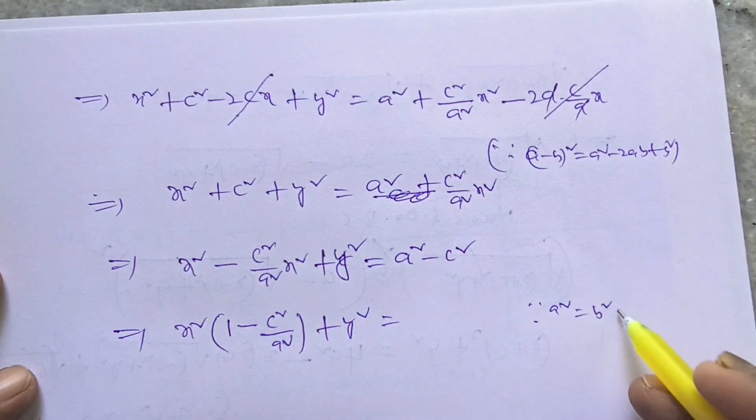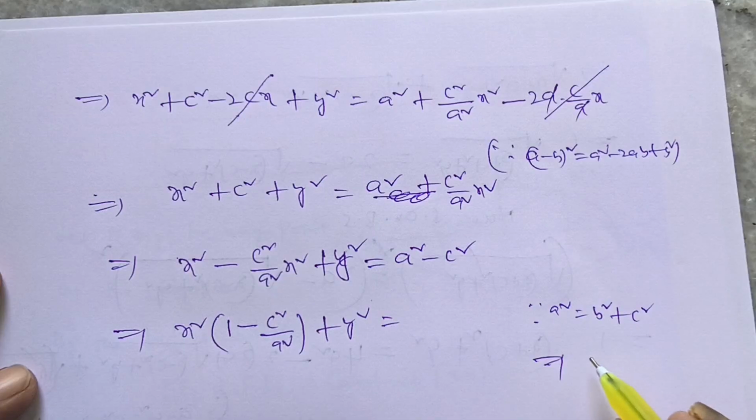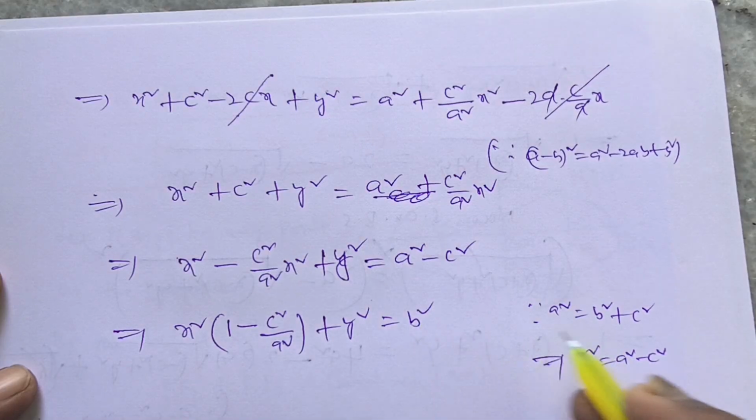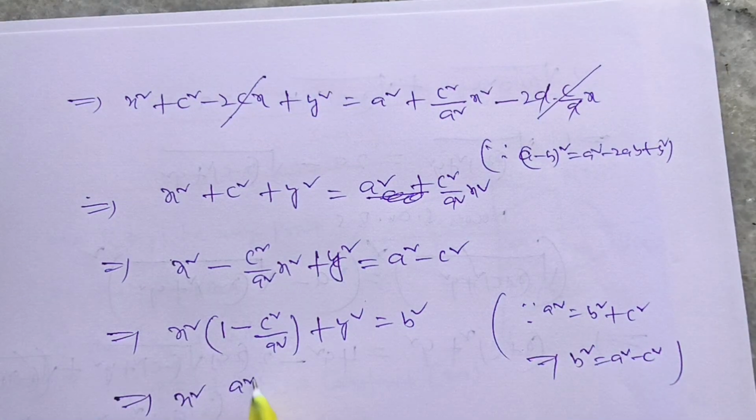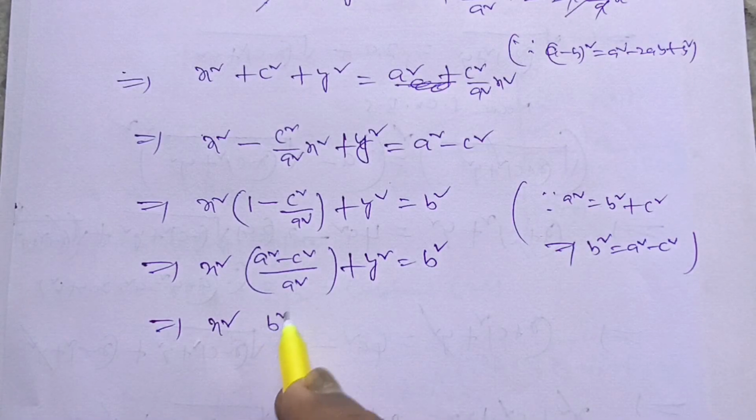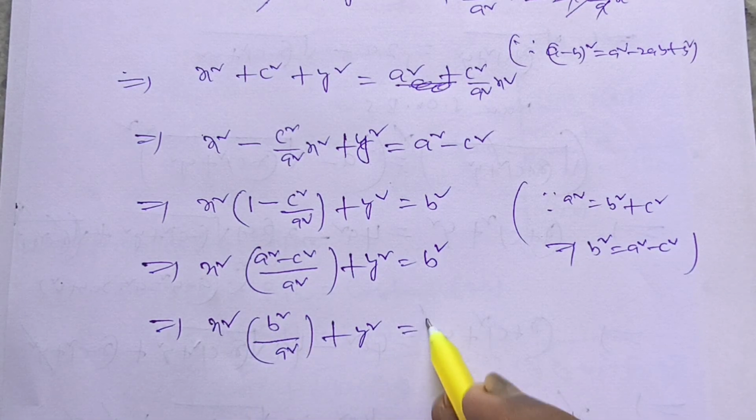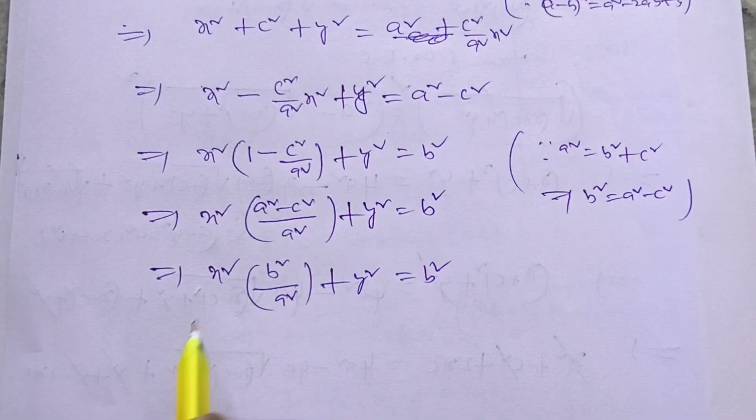Means we have the relation above. Since a square equals to b square plus c square, from that b square equals to a square minus c square. So in place of a square minus c square, we put the value b square. So x square of, taking LCM here, (a square minus c square) by a square plus y square equals to b square. So x square of (a square minus c square) means b square by a square, plus y square equal to b square.